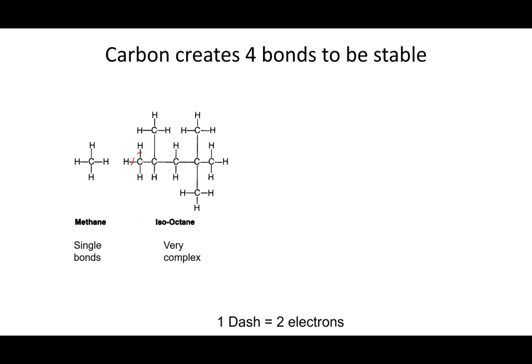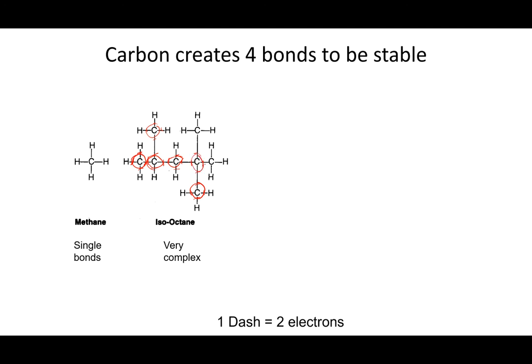2, 4, 6, 8. That carbon is stable. Let's look at this carbon. 2, 4, 6, 8. That carbon's stable. Let's look up here. 2, 4, 6, 8. That one's stable too. Looks good. Totally stable.